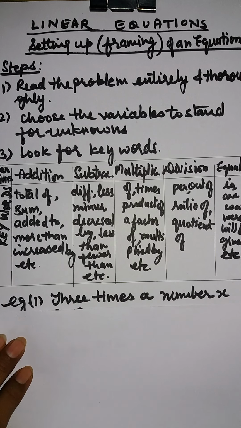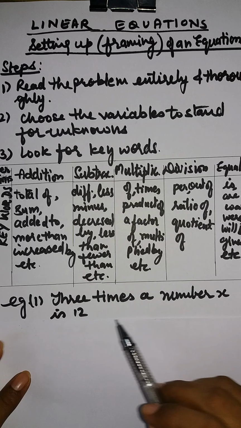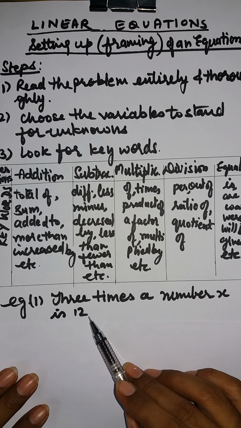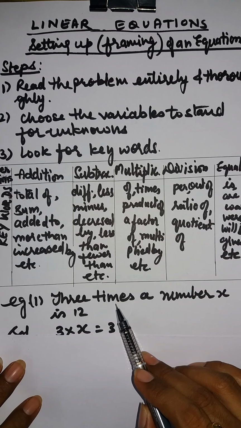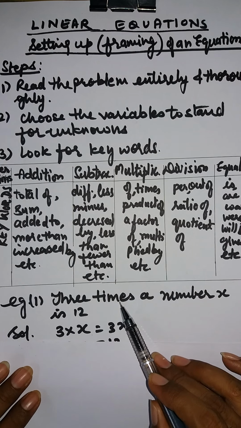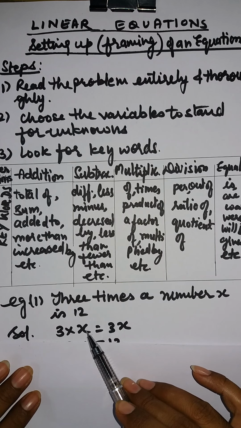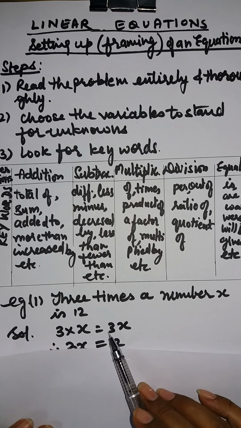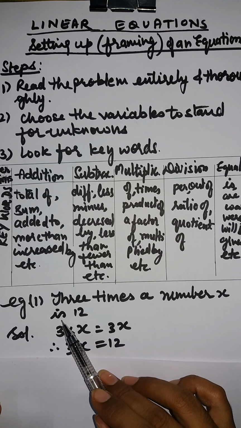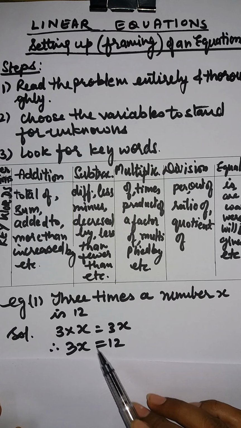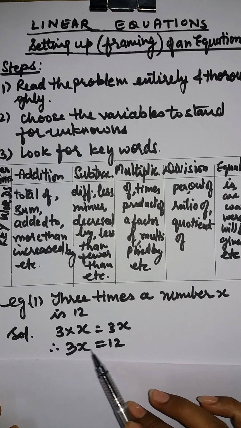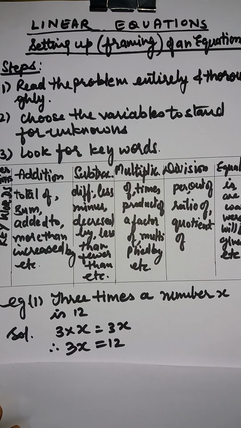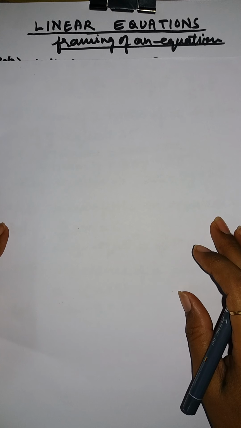Now we can have an example to understand this. 3 times a number x is 12. Here times is written, it means 3 multiplied by x, that is 3x. Is represents equal to. So 3 times x is equal to 12 means 3x is equal to 12. Let us take a few more examples.